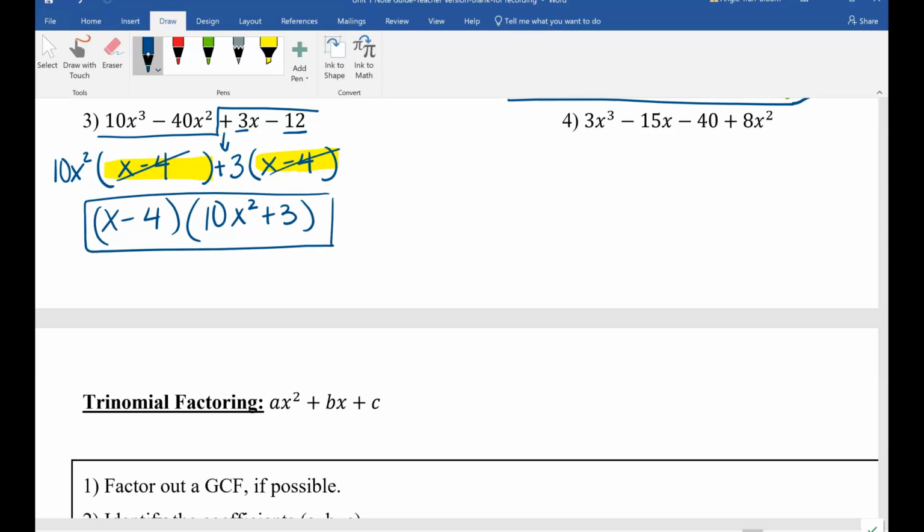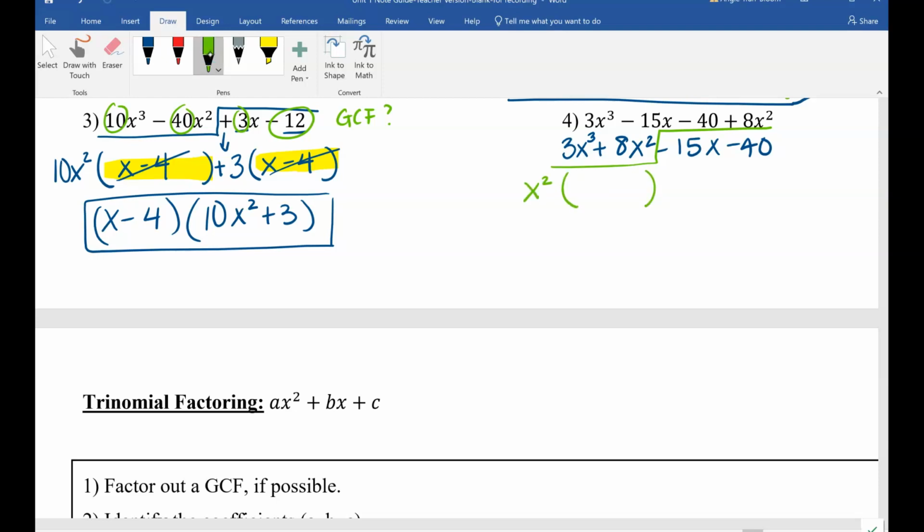Box that up. 4, 3x to the third minus 15x minus 40 plus 8x squared. Now that looks kind of funky to me. I always like to write my expression in order from highest degree. And when I say degree, I mean highest power here. So I'm just going to put it in order before I break it up. Maybe it doesn't work when I put it in order, so who knows? So 3x to the third plus 8x squared. 3 and the 8, they don't have anything in common, but the x to the third and x squared, I can definitely take out an x squared. So now we are left with 3x plus 8.